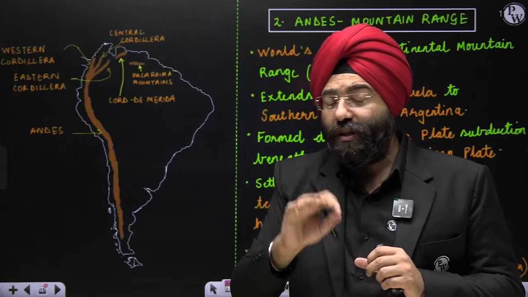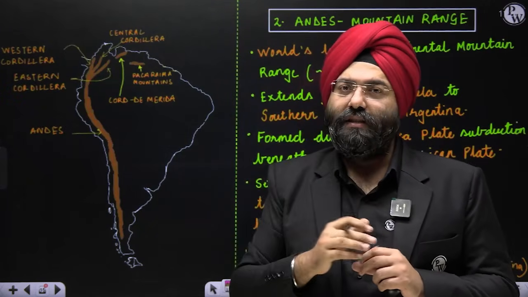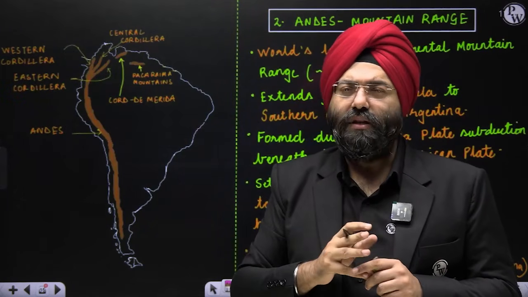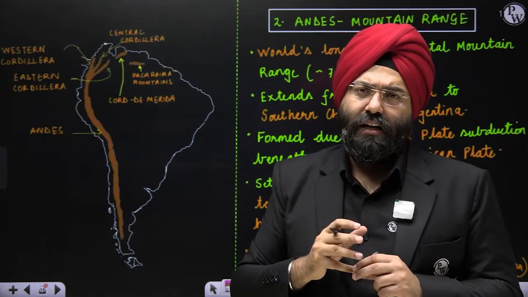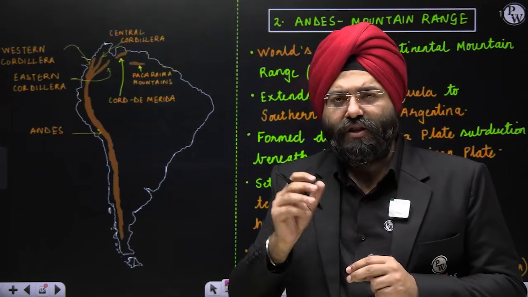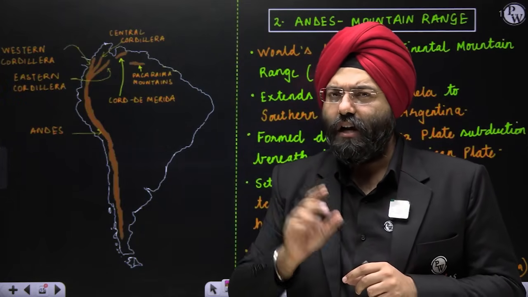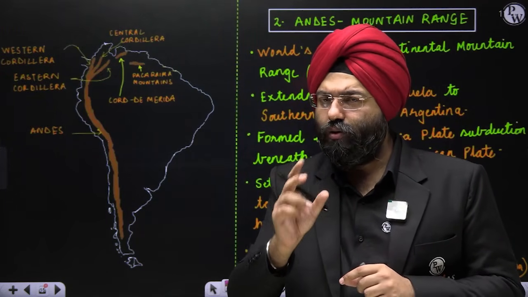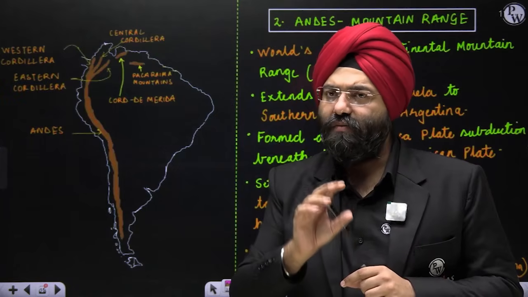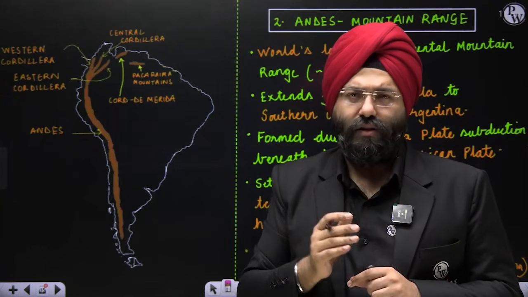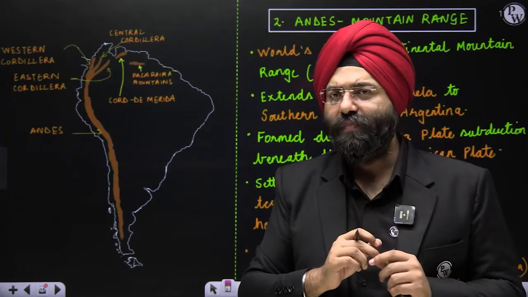But when they want to twist, let us say, or pull your leg, possibly what they can do is ask: the concept of Cordillera is associated with which among the following mountain ranges? Now, you know very well that Cordillera is also associated with the North American continent, where the Rockies have a lot of parallel ranges. You have studied that in the previous lecture.